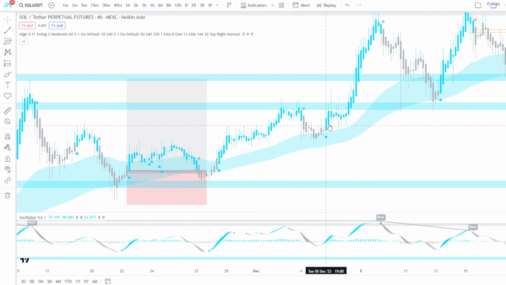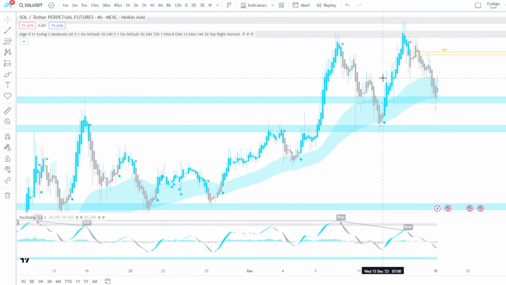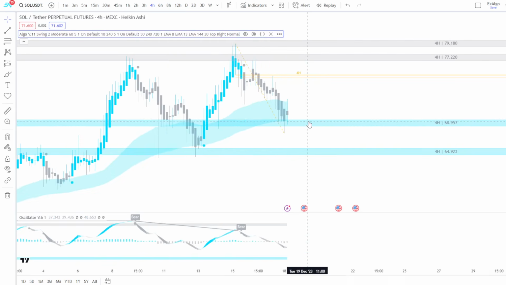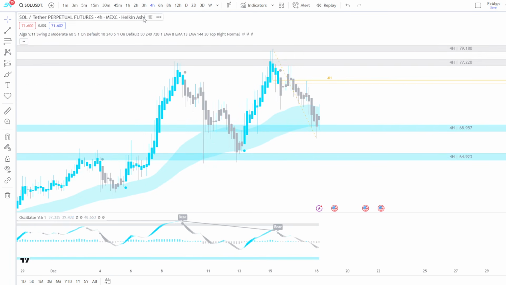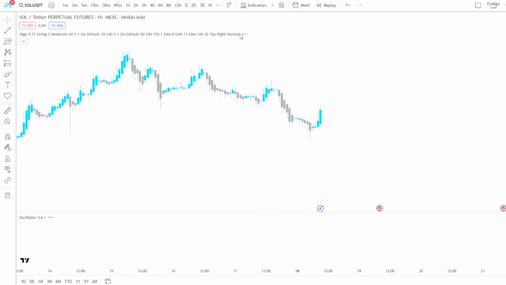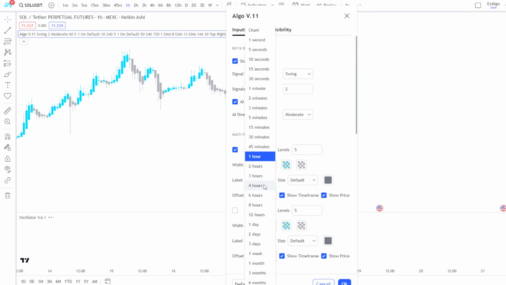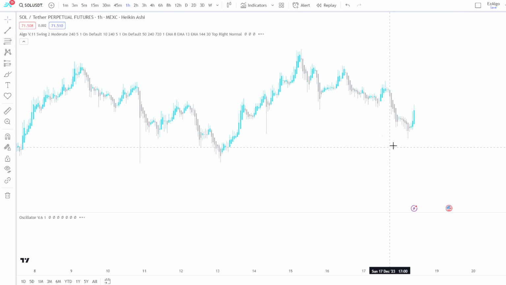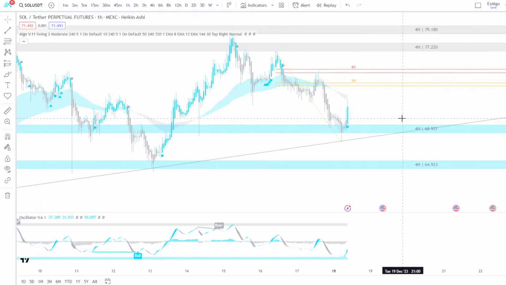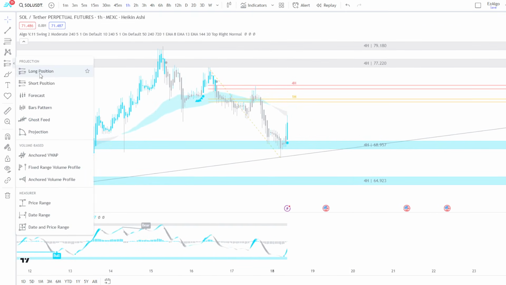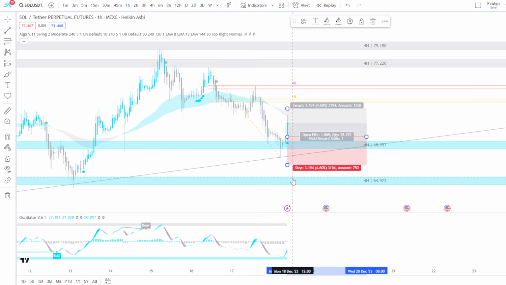Price tests this trend cloud, price goes up. And now we're currently testing this trend cloud once again. So I'll be looking for some bullish follow through here to enter a long position, maybe go down to the 1 hour time frame using the 4 hour levels. And we also have a trend line confirmation. So this would be a good basis for entry here on the 1 hour time frame.